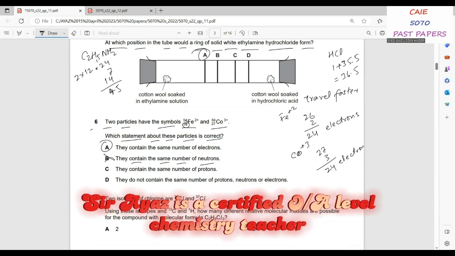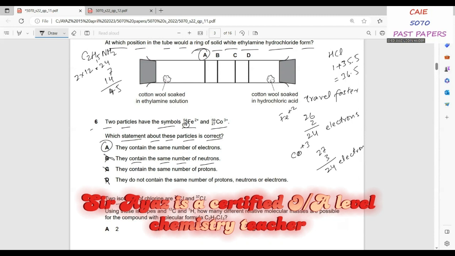C. They contain the same number of protons. Both have different numbers of protons. As you all know, proton number is the identity of the element. Proton number changes, element changes. So you can't have the same number of protons. D. They do not contain the same number of protons, neutrons, or electrons. This is wrong because they have the same number of electrons.